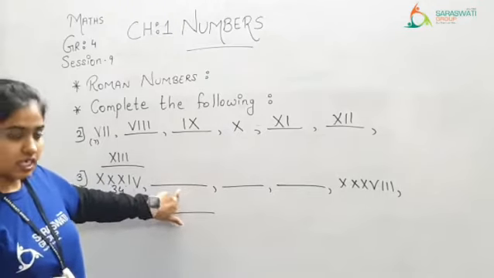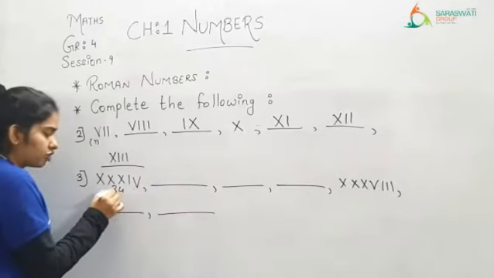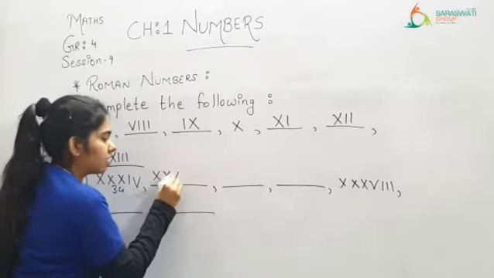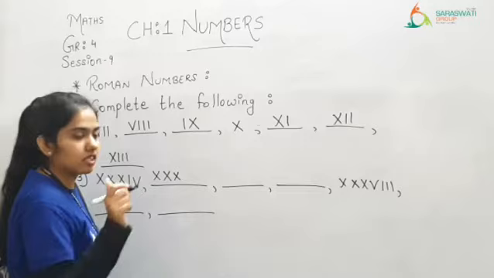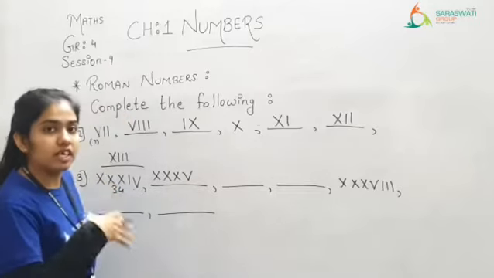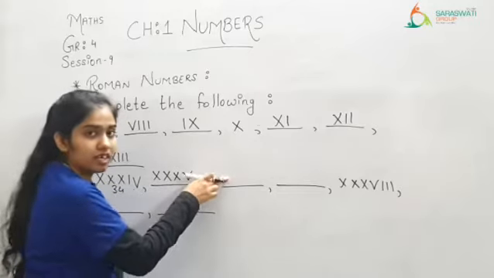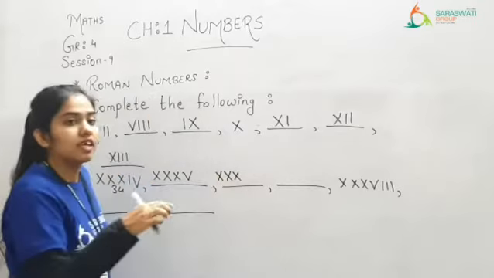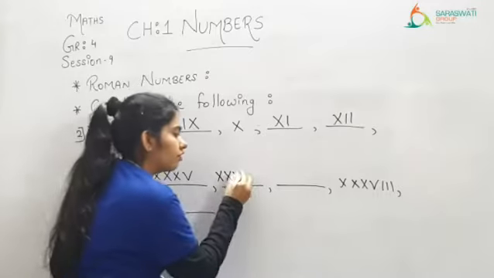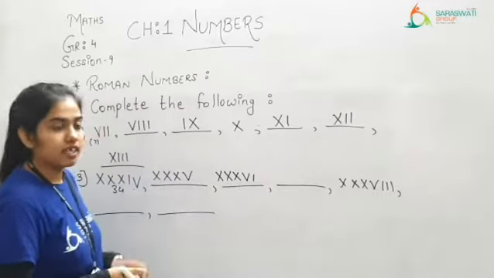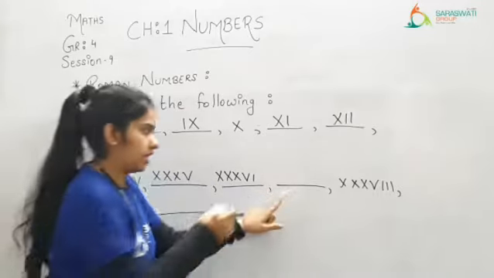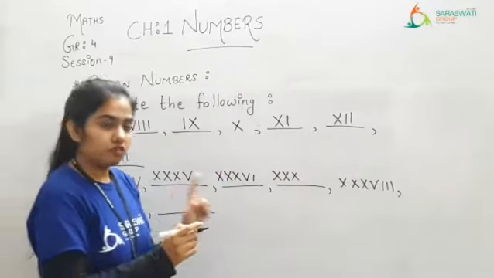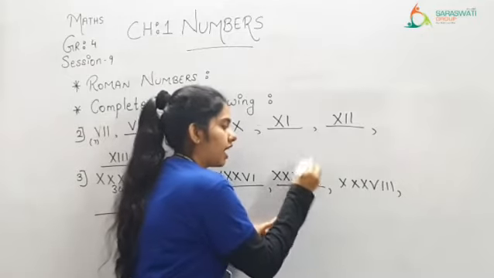35, right? So for 35, we write 3 times X. In the same way, 3 times X and what is the value of 5? That is V. So 35. Then over here 36. For 3, 3 times X, and the value of 6 is V and I. Now 37. So 3 times X and the value of 7 is V and 2 times I.